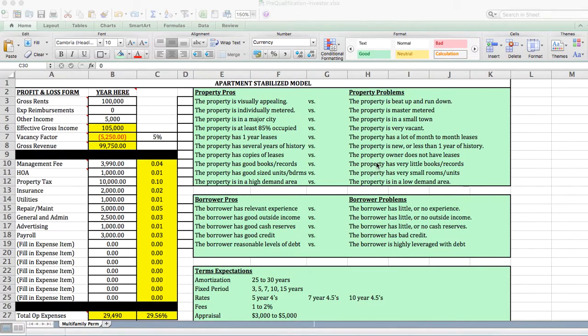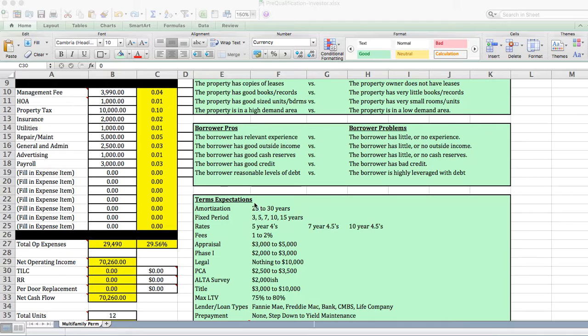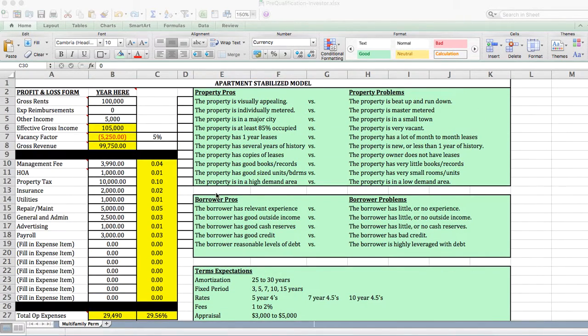that the lender is going to be looking for, as well as from you individually, and just give you a sense of terms and expectations when you're borrowing money for an apartment complex. So let's start up top here with the actual financial model that you'll be plugging in.